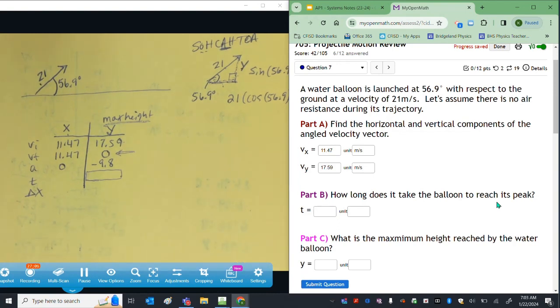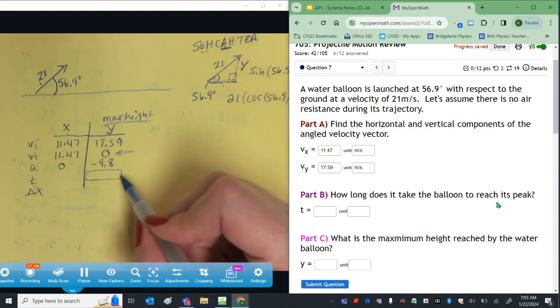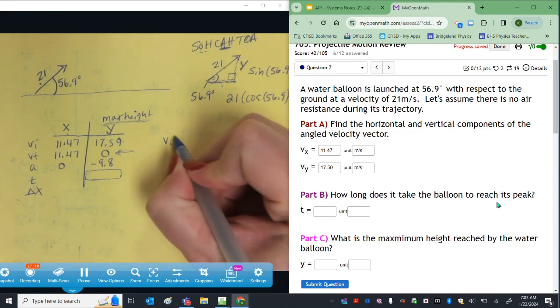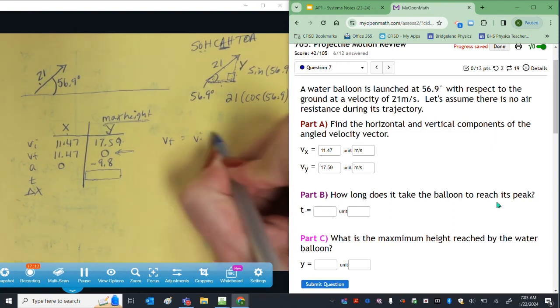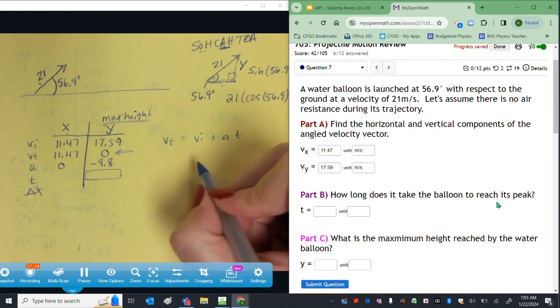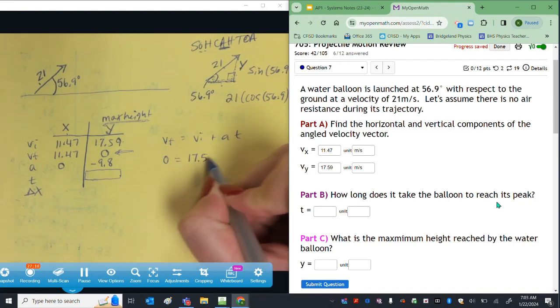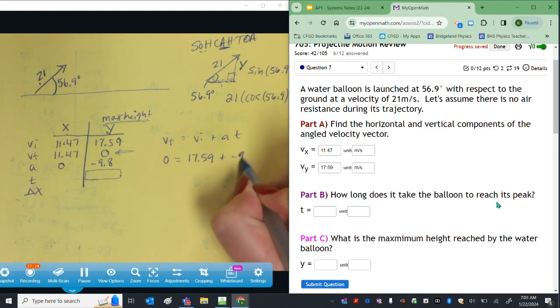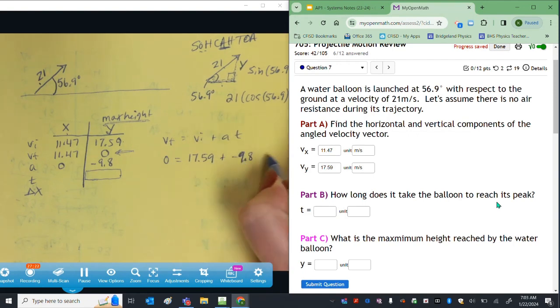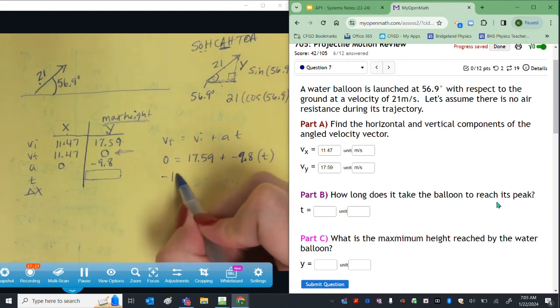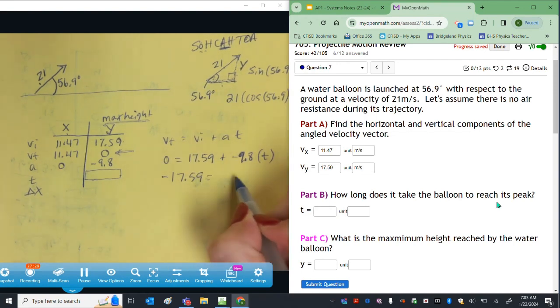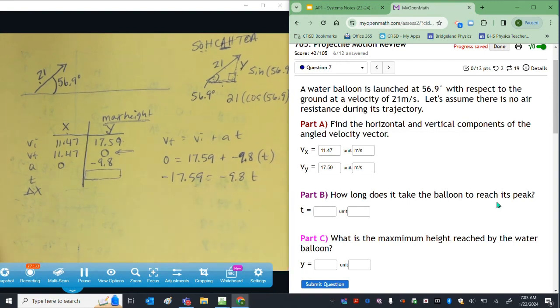So if I want to go ahead and do this and solve for time, I'm going to use this equation, VF equals VI plus A times T. My final velocity is 0. My initial velocity is 17.59 plus negative 9.8 times T. And that's going to give us negative 17.59 equals negative 9.8 T. And then we're going to divide both sides by 9.8. Those negatives are going to cancel.